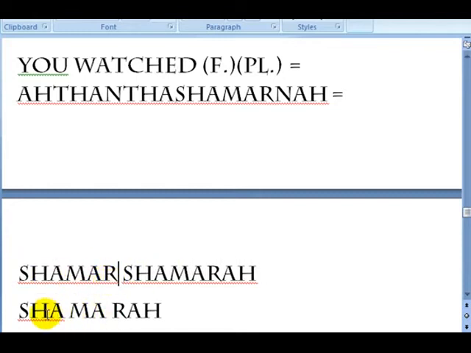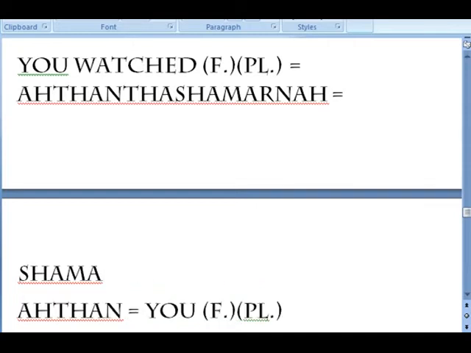Same thing with the female, sha, ma, ra, ha, right? You would connect the ra and the ha, and then this a at the end would drop. That's why it looks like it's an I at the end. Alright, just want to make a quick mention of that because the brother had asked. So I hope that answers the brother's question.